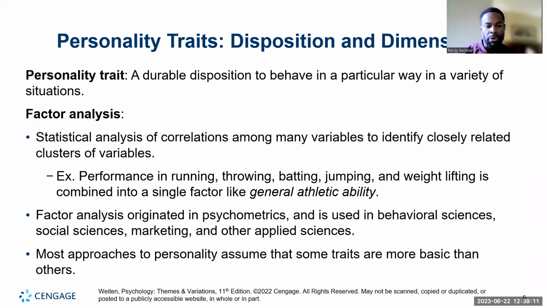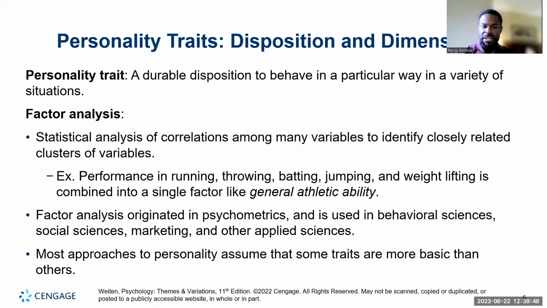So you can think about an example: general athletic ability. You have several variables that are highly correlated with general athletic ability, being able to run fast, being very strong, being able to jump high, and having balance and coordination. All of those things are correlated together with someone who has high general athletic ability. And so those individual variables, throwing, jumping, batting, weightlifting, all combine to create a single factor like general athletic ability.